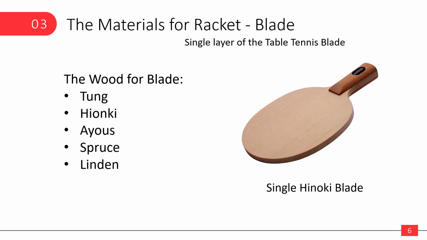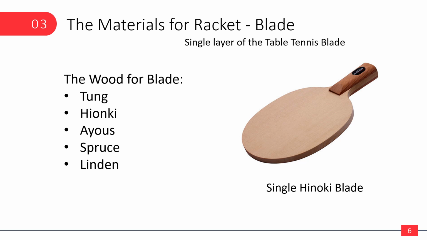Different woods have different properties. Tongue wood is a lightweight material with high toughness, but the disadvantage of it is low strength. The softness and rigidity of its internal parts are very uneven, so in many cases it is spliced with other wood to achieve uniform elasticity.